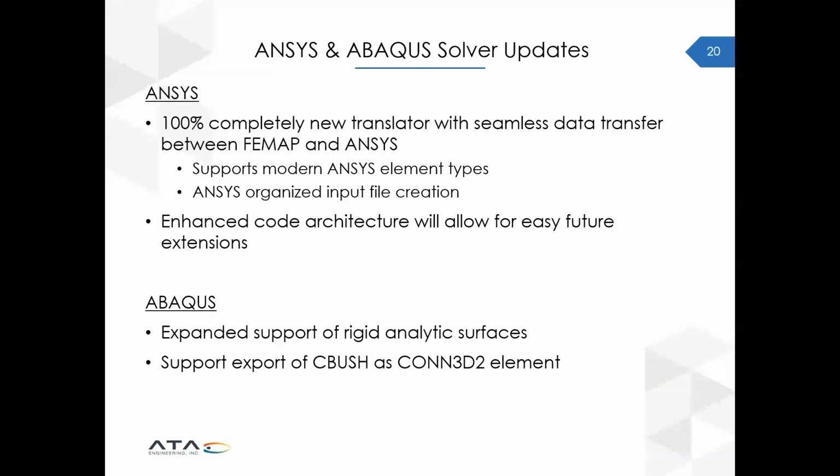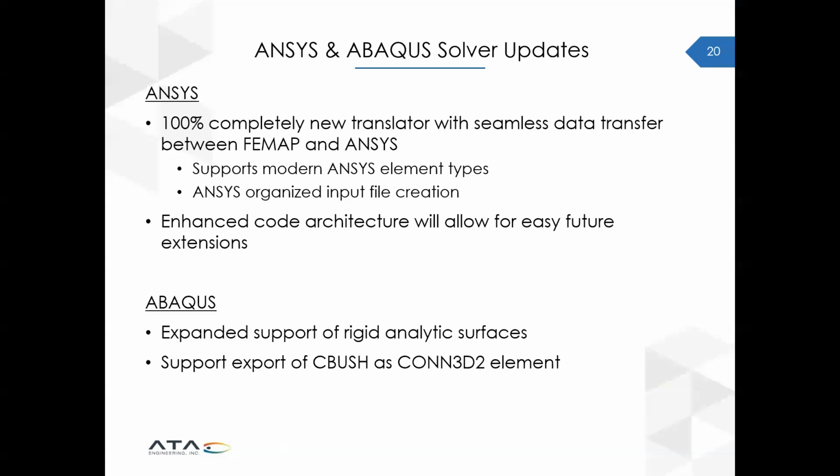The ANSYS translator has been 100% completely rebuilt from the ground up. So they completely scratched the old one and started fresh. This new ANSYS translator should have seamless data transfer between Femap and ANSYS, and it actually works as a compiler. So Femap will let you know whether you're writing a model, an ANSYS model out, or reading one in. It will let you know what those errors are. It won't just leave you to try and guess and figure that out on your own.